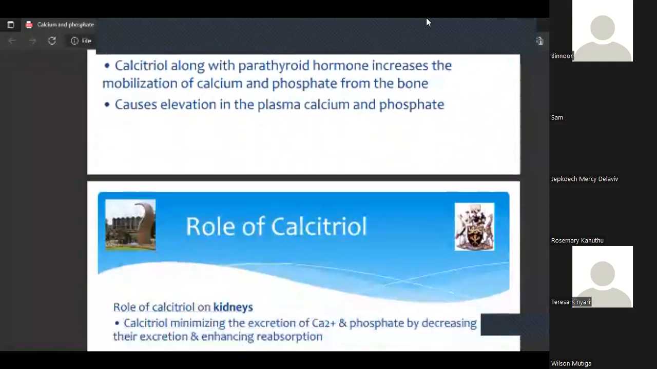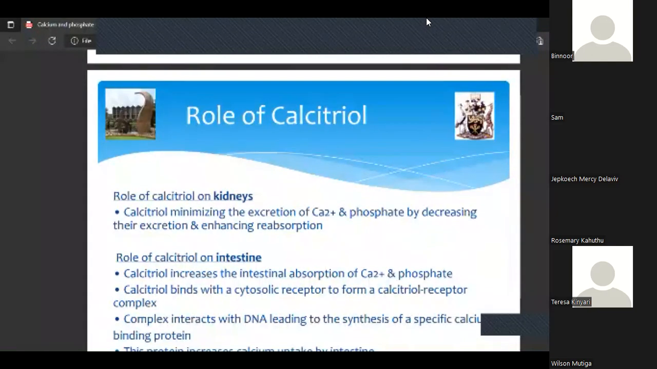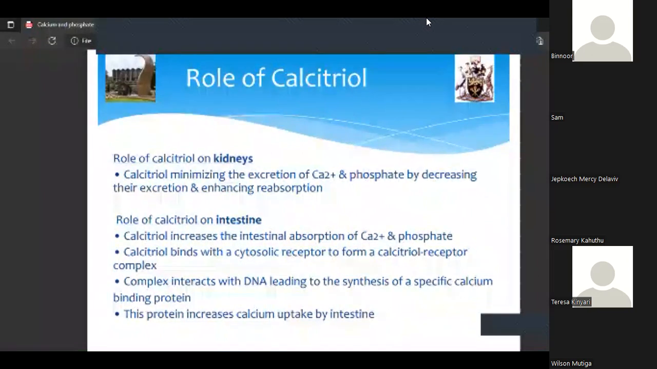It also will act on the kidneys by minimizing the excretion of calcium and phosphate, decreasing their excretion and enhancing their reabsorption. So mainly calcitriol will be trying to conserve and reduce calcium wasting by the kidney. In the intestine, it will increase intestinal absorption of both calcium and phosphate, and it does this by binding to the cytosolic receptor to form a calcitriol receptor complex. This complex will interact with DNA and lead to the synthesis of a specific calcium binding protein, and this protein will increase uptake by the intestines.